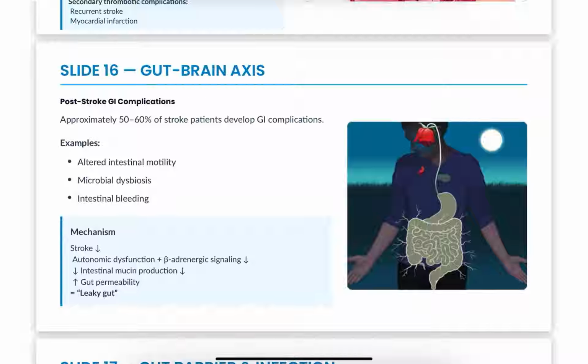Now, the mucin is an important part of the intestinal barrier. When this mucin production is disrupted, what will happen to the intestinal barrier? The permeability will increase. And this is why we call it a leaky gut. So the key sequence here, whenever we have stroke, it will affect the autonomic changes, alter the beta adrenergic signaling. It will disturb the mucin, gut permeability increases, and leaky gut will happen. And once the gut barrier becomes compromised, the bacteria will start coming through. We call it bacterial translocation.